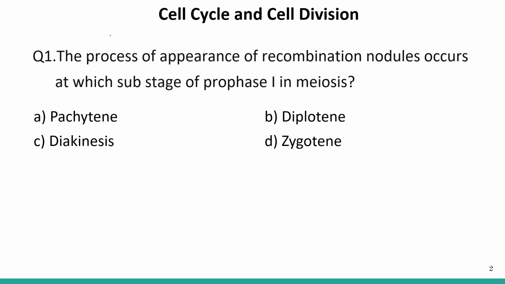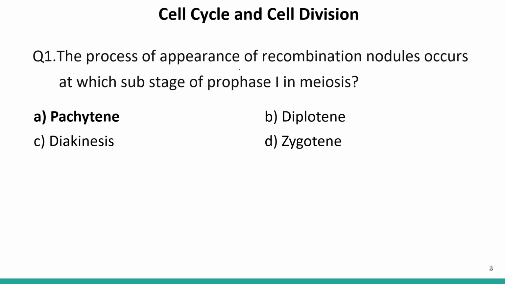Here they are asking the process of appearance of the recombination nodules occurs at which substage of prophase 1. You can underline all the keywords in the question and concentrate on that. Third keyword is meiosis. Recombination nodules help in recombination and crossing over. So the answer should be the pachytene stage of prophase 1 of meiosis.